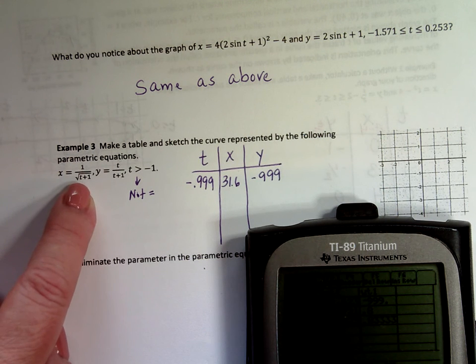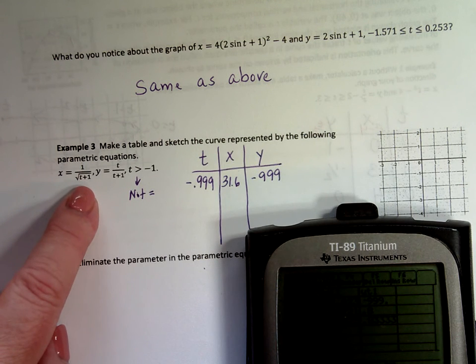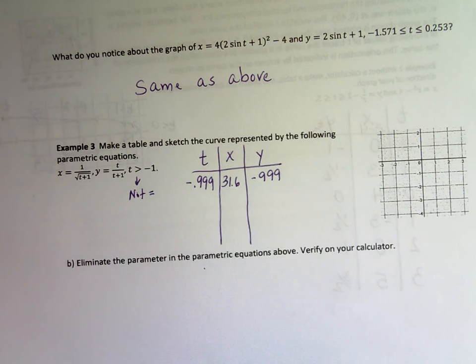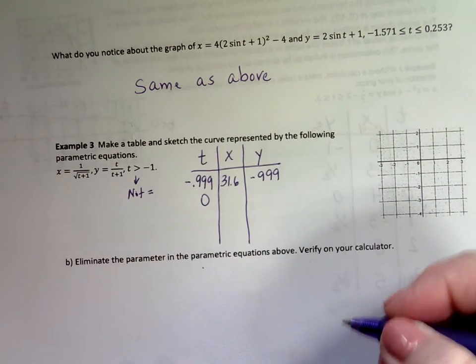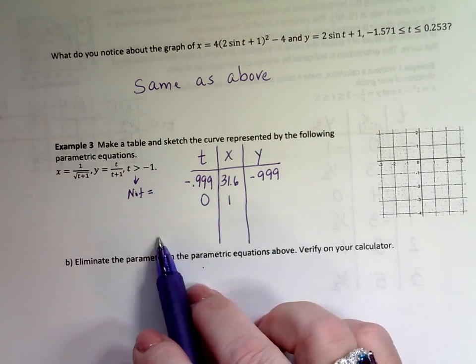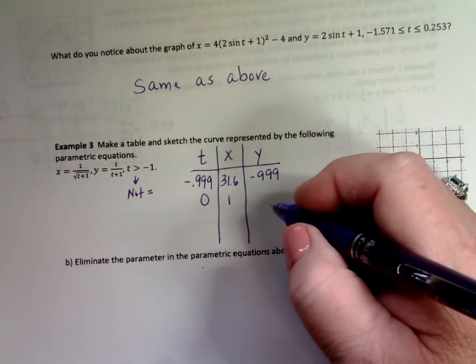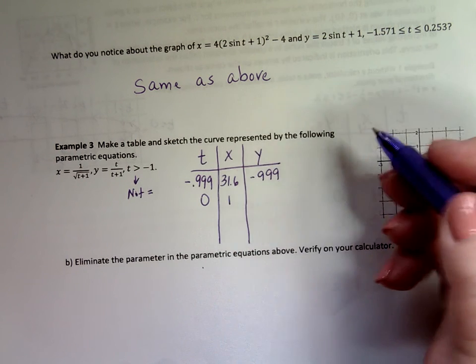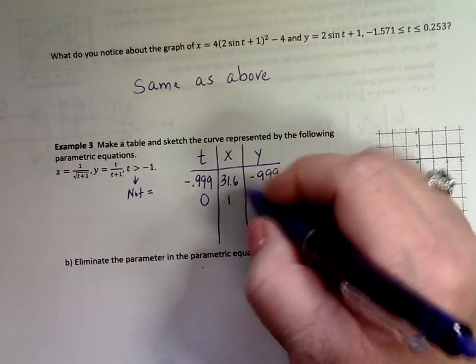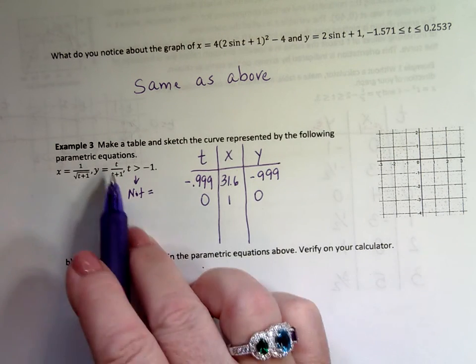Now you're going to pick numbers that are nice for t, right? So if I pick 1, I get 1 over the square root of 2. That's not nice. But if I pick t equals 0, that's going to give me the square root of 1, which is 1. So t equals 0 gives me an x that's 1, and if t is 0, I get a y value of 0. 0 over 1, and so there you go.